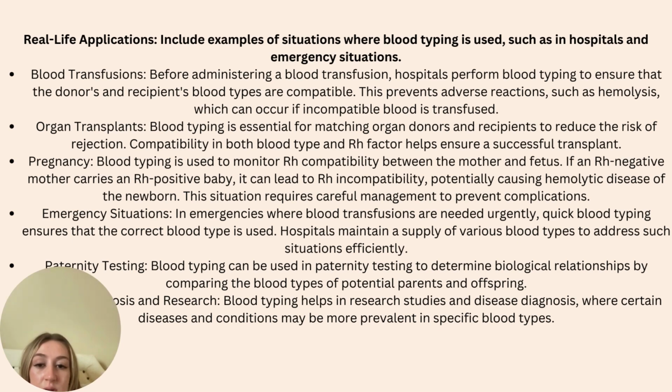In emergency situations where blood transfusions are needed urgently, quick blood typing ensures that the correct blood type is used. Hospitals maintain a supply of various bloods to address such situations efficiently. Again, this is what blood drives could be used for, or just donating your blood. Paternity testing: blood typing could be used for paternity testing to determine biological relatives. And then disease diagnostics and research. Blood typing helps with research studies and disease diagnosis by determining whether diseases and conditions may be more prevalent in specific blood types.